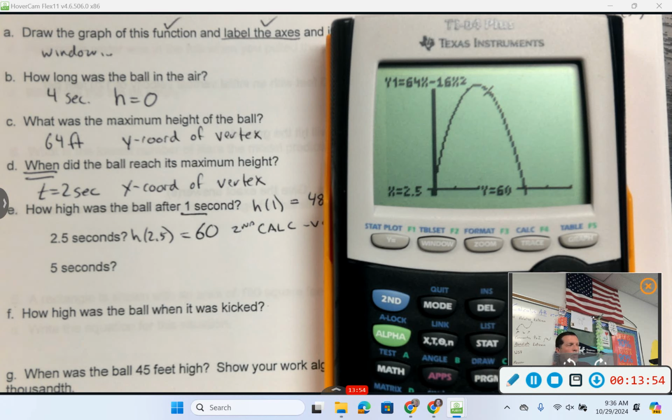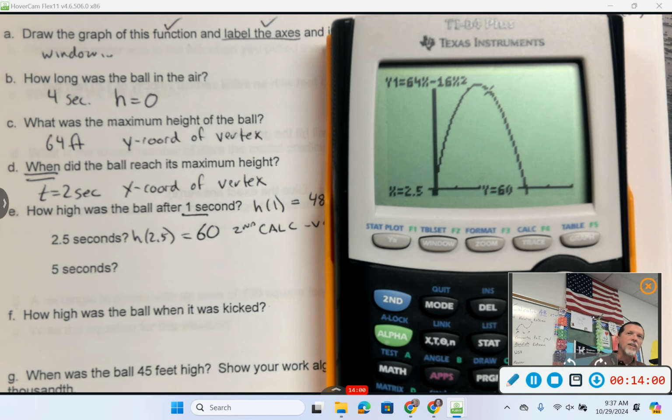So you've got the table. You can just plug it in yourself. You can use second calc value. You've got options for h of 2.5. Jacob? What's that? Yes, Inspire, it has it. I just don't know where it is.